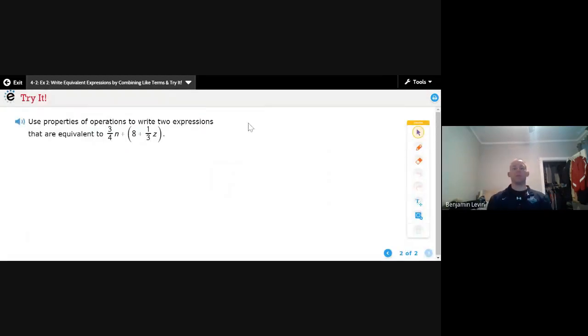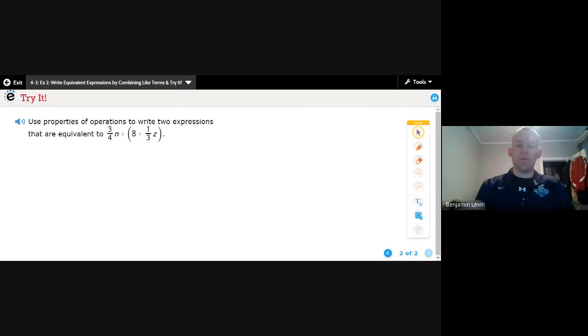We have an expression here with a parentheses here. Use the properties of operations to write 2 expressions that are equivalent to this expression. 3/4 n plus 8 plus the quantity 8 plus 1/3 z.